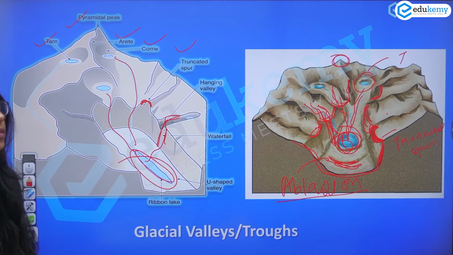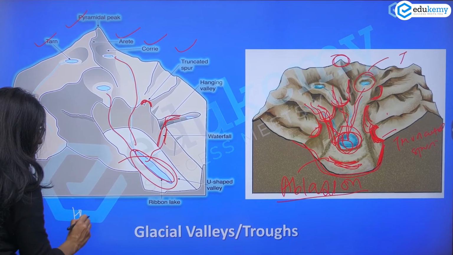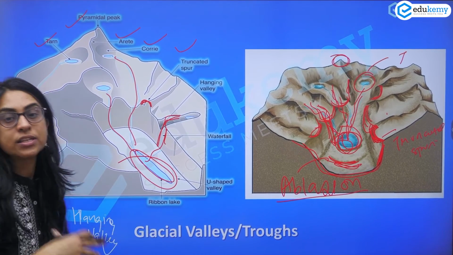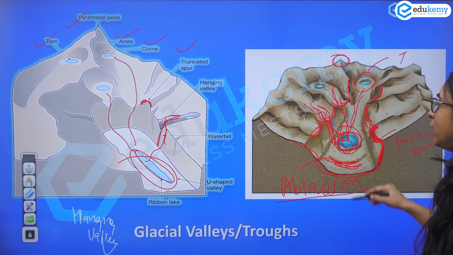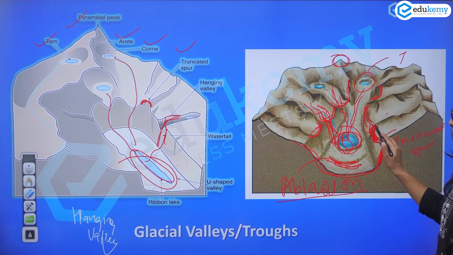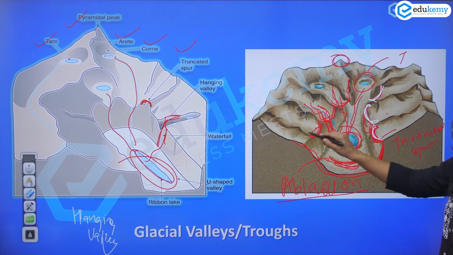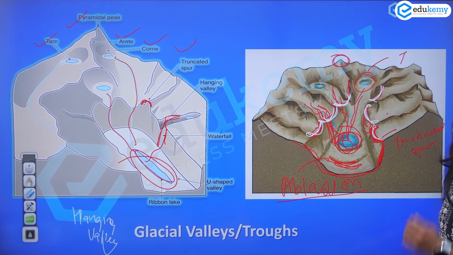Now a very important thing that you need to understand is the concept of hanging valley. What does hanging valley mean? What does the name suggest? A valley which is hanging. Now if I give you a quiz, where do you think the hanging valley will be? Obviously here, this is the place where the valley is hanging. So this valley which is hanging is a hanging valley.